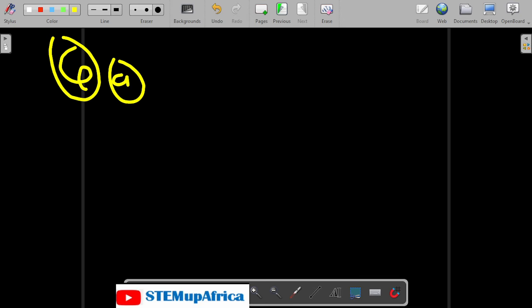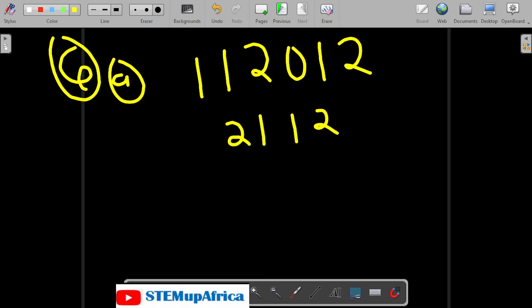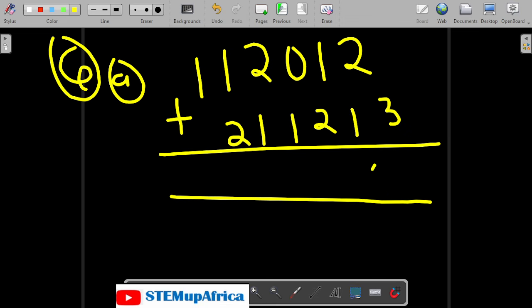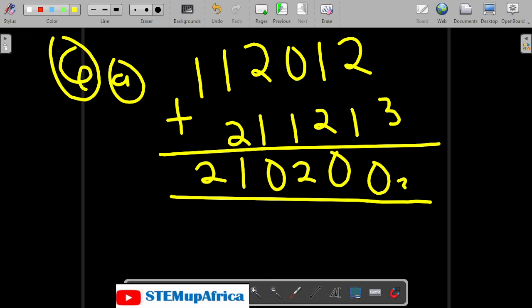So we have 1, 1, 2, 0, 1, 2. Then we have 2, 1, 1, 2, 1 in base 3. Let's sum them in base 3 and see. So here is 0, carry 1, 0, carry 1. Here is now 2, 0, carry 1. Here is 3 plus 1. There is 1, carry 1. Here is 2 in base 3.